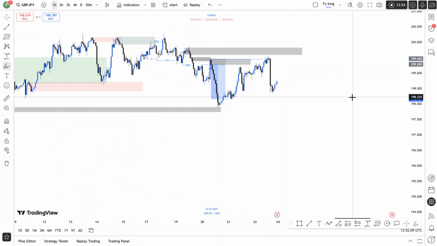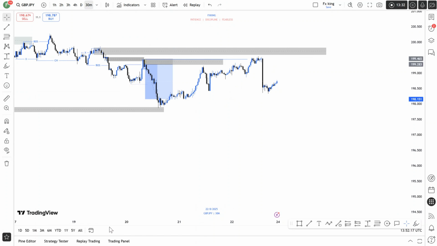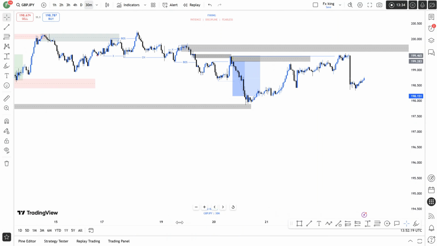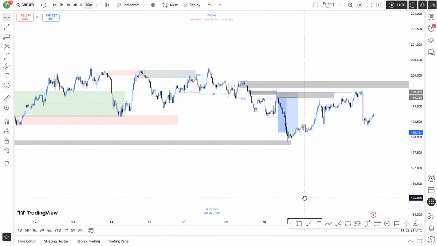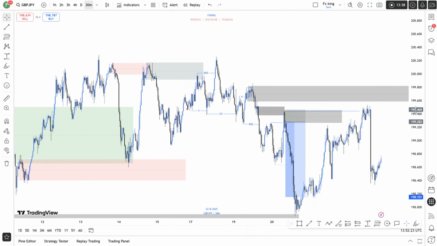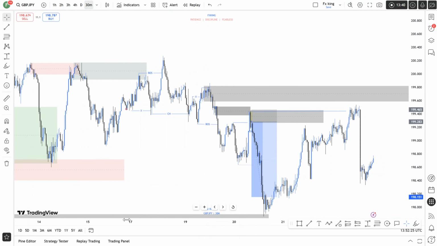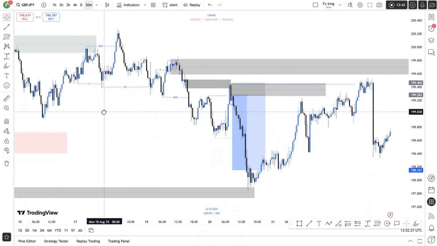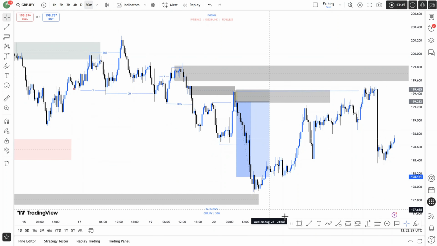These JPY pairs are looking appetizing for the next coming week. So this pair, I think I took it on the 30 minutes time frame. Okay, so this is our internal structure here. This is our internal structure.